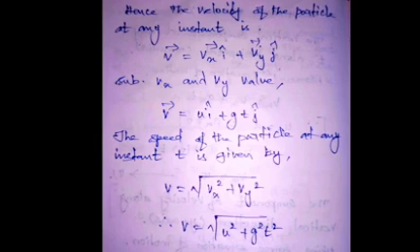Then we are going to calculate the speed of the particle at any instant of t. You know the formula, v is equal to square root of v of x square plus v of y square, and substitute the v of x value and v of y value in this equation, and we get v is equal to square root of u square plus g square into t square. So this equation gives the resultant velocity.